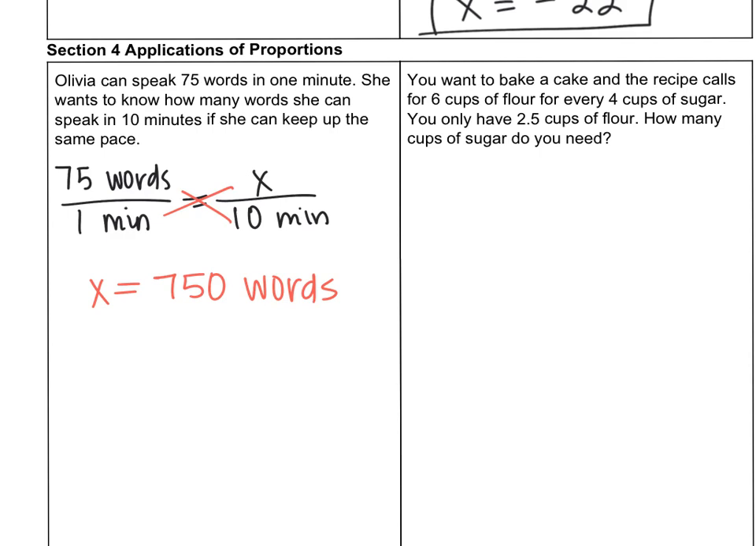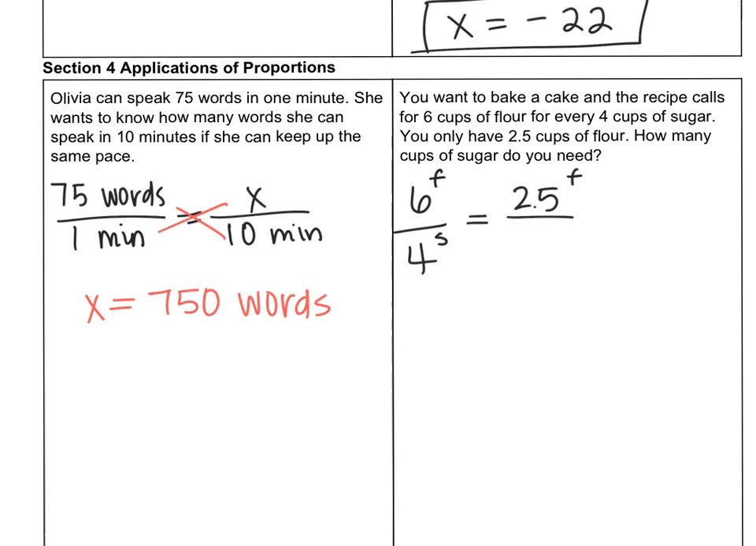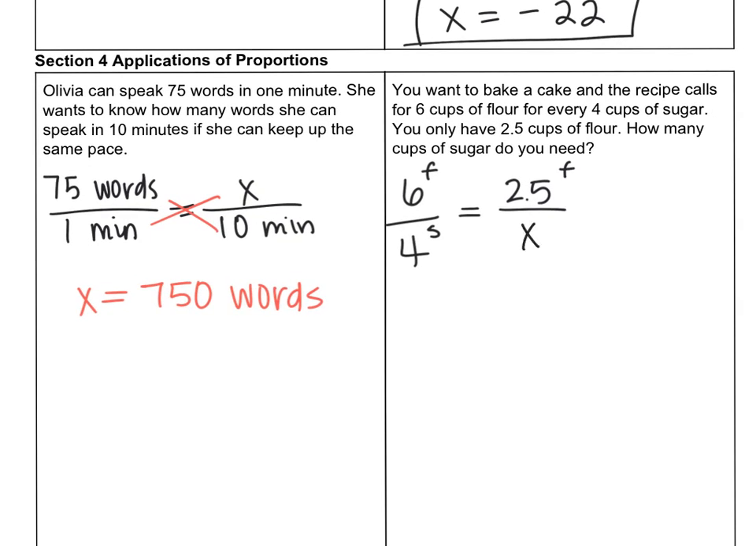You want to bake a cake and the recipe calls for 6 cups of flour for every 4 cups of sugar. You only have 2.5 cups of flour. How many cups of sugar do you need? So 6 cups of flour for every 4 cups of sugar. I'm going to set it equal. So we have 2.5 cups of flour. We need to solve for my cups of sugar. So 6 over 4 equals 2.5 over x.